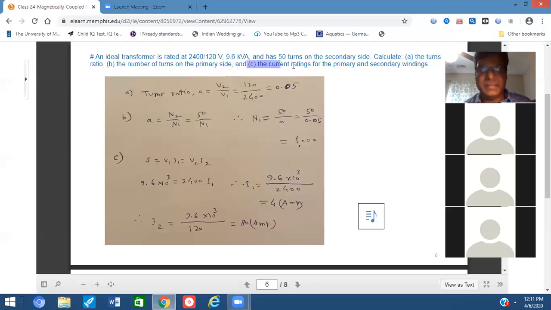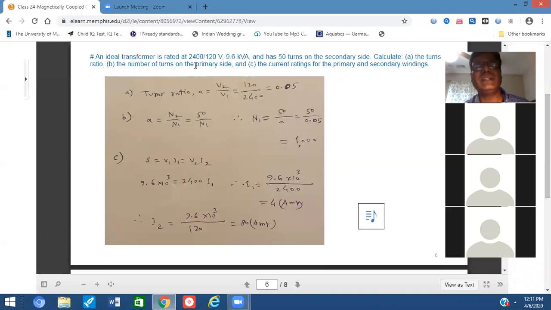Okay, moving forward, it has 50 turns on the secondary side. So this means we got three things: primary and secondary side voltage, transformer rating, and the number of turns of the secondary side coil. Now the questions are: first, calculating the turn ratio. Second, the number of turns on the primary side. And question C, the current ratings for the primary and secondary windings.